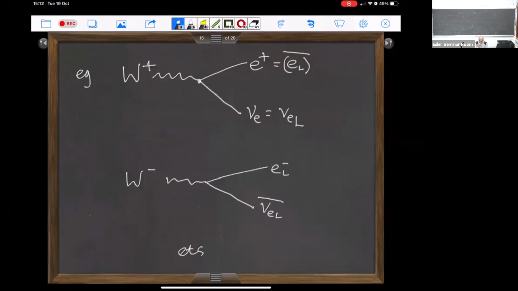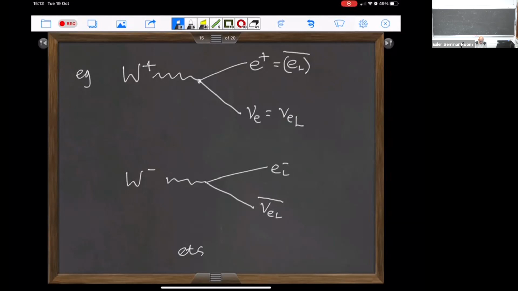So when we talked a little bit about W boson decay some time back, a W boson of charge +1 can decay into a positron and a neutrino, an electron neutrino. Now that electron neutrino is left-handed. That positron is the right-handed antiparticle of the left-handed neutrino.